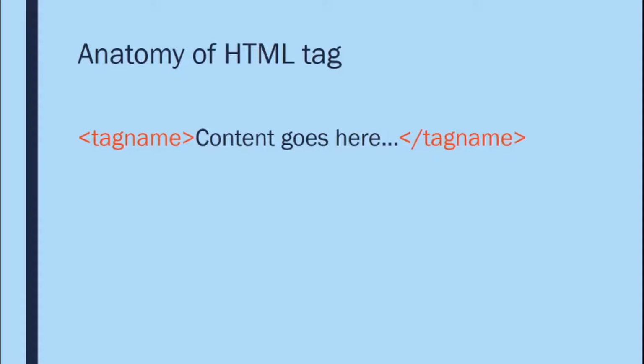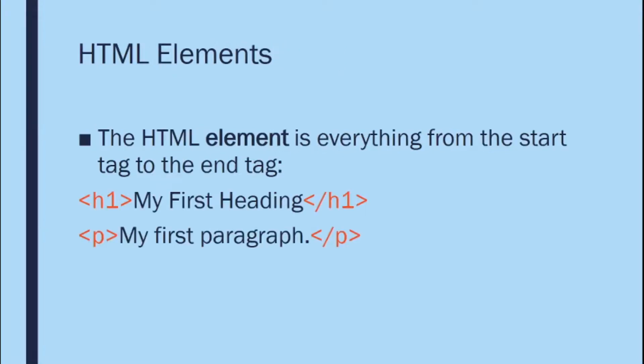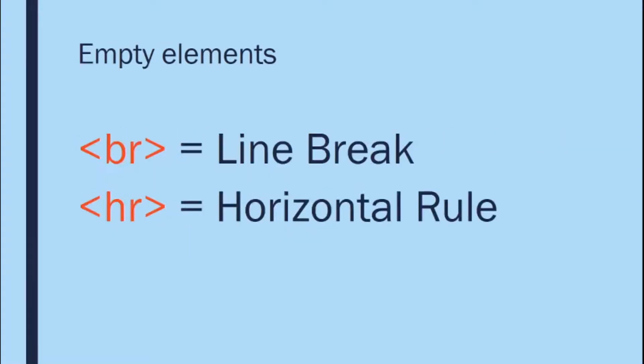An element is usually composed of an opening tag, a closing tag, and content. The HTML element is everything from the start tag to the end tag. In the example below, we have two elements. One is a heading and the other one is a paragraph. Some HTML elements have no content, like the br, which stands for line break, and hr, which stands for horizontal rule. They only have an opening tag and don't have a closing tag at all.